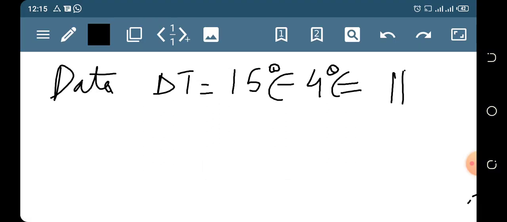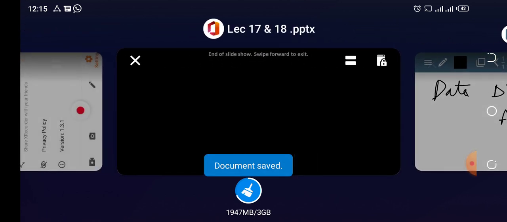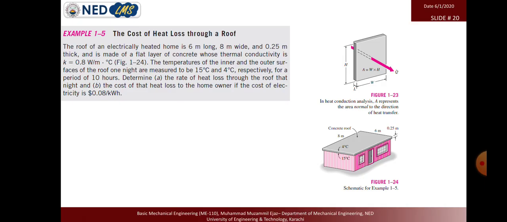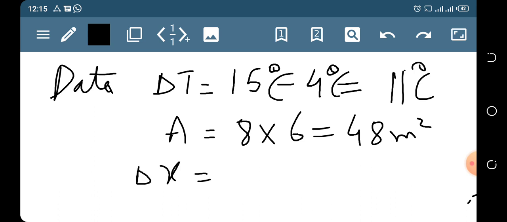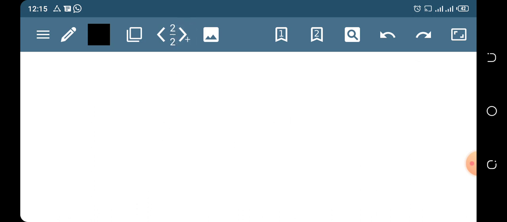We get the delta T, and we have an area. How much is the area? Let me see, like 8 by 6 meter, so it will be 48 meter square. And for thickness, we have delta x is 0.25 meter. So now in the next slide we just apply the formula.